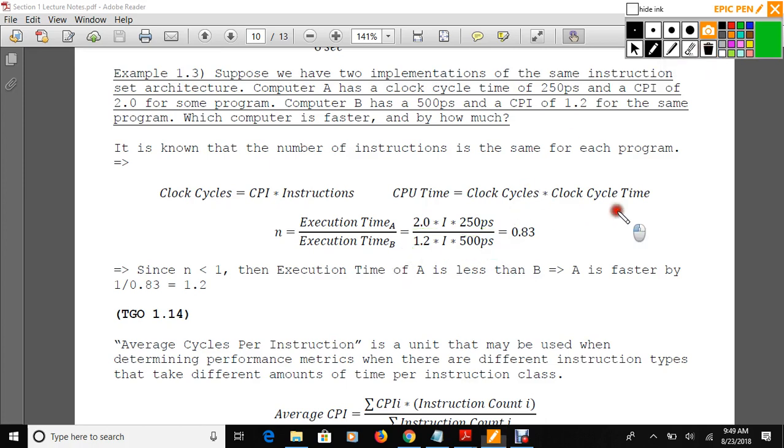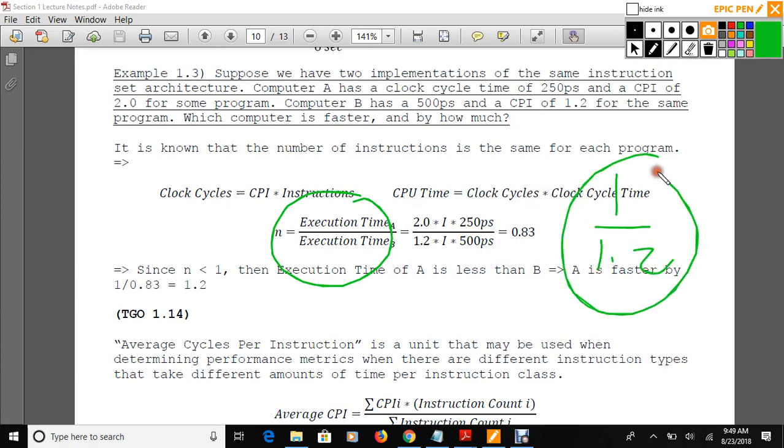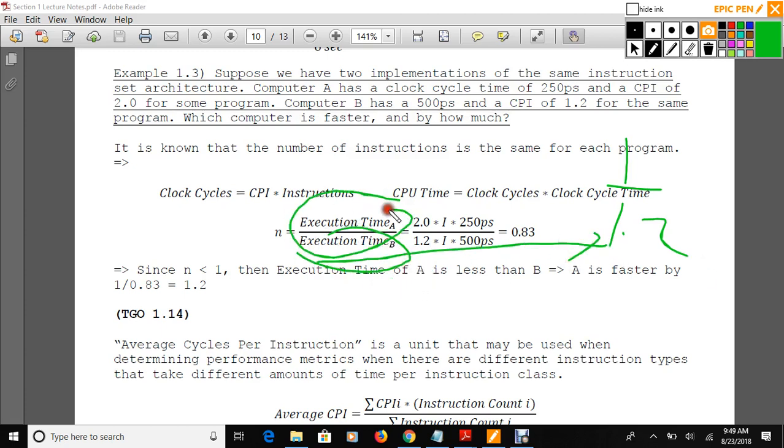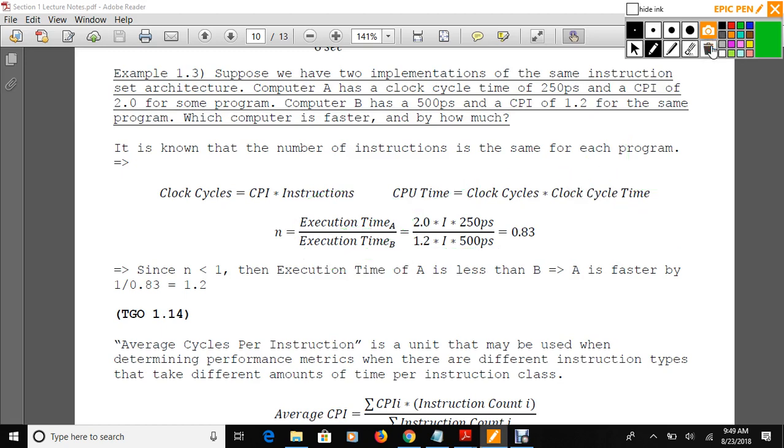Yeah, so the 1 over 1.2, this is me getting my performance thing wrong, right? So in this case, if it's 1 over 1.2 and we're comparing execution times, that means the execution time of B is taking longer, and execution time A is taking shorter. So here I say, since it's less than 1, the execution time of A is less than B, therefore A is faster. All right. My mistake.